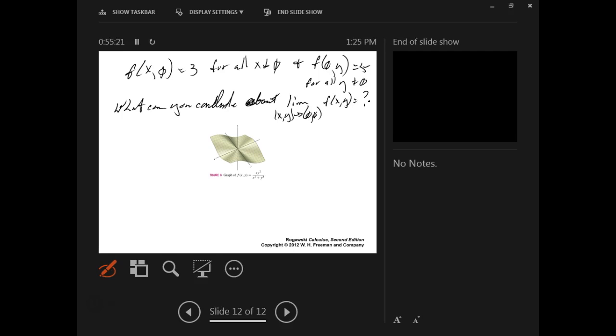It does not exist, okay? Because if f of x0 is going to 3 and f of y0 is going to 5, there's no way that limit can be 3, it can't be 5, it doesn't exist. The limit doesn't exist. The function may have a value there, but the limit doesn't exist, okay?